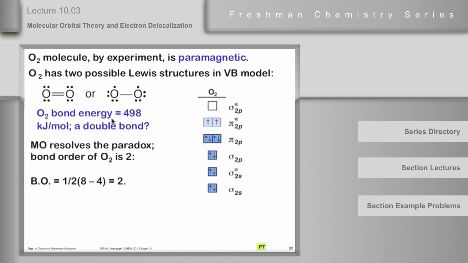The bond energy is 498 kilojoules. It's got to be a double bond. That's too strong for a single bond. And only the molecular orbital model accounts for the bond order being 2, a double bond, and at the same time there being 2 unpaired electrons. Does that make sense to you? I hope it convinces you why we have to use the molecular orbital model for these things.